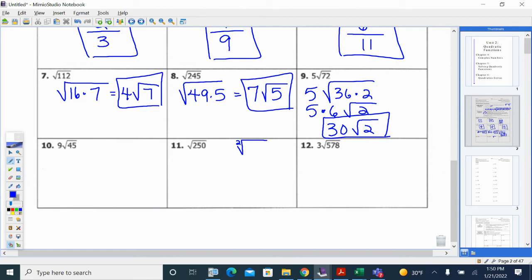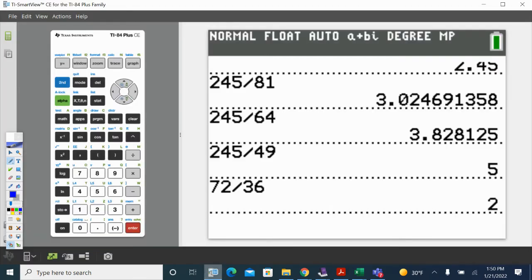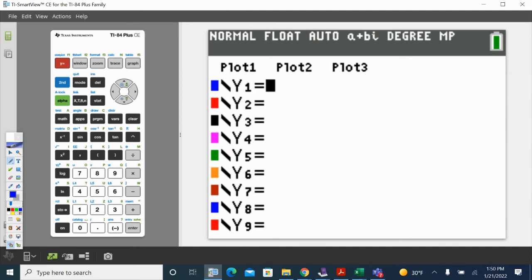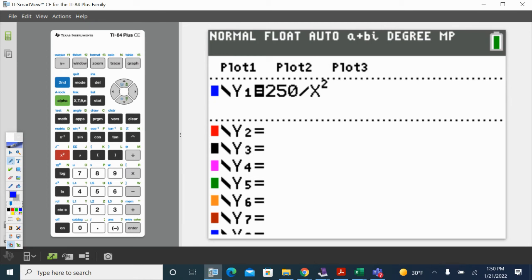That's important. So what I'm going to do is go to the y equals screen. Clear out anything that you have in your calculator. We're going to take that 250 and divide by x squared. Again, we're using the square because we've got a square root, so that number is going to match the index of your radical symbol. If we were looking for a cube root, we would divide by x to the third.